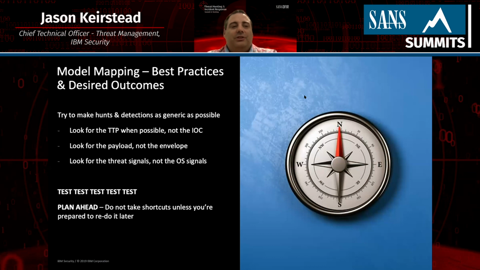First of all, try to make your detections generic. Look for the TTPs if you can. Don't look just at the IOCs. Another way to talk about this is look for the payload, not the envelope. It's another way to say the whole things not strings conversation. We want to look for that actual model data, not the envelope it's been delivered in.